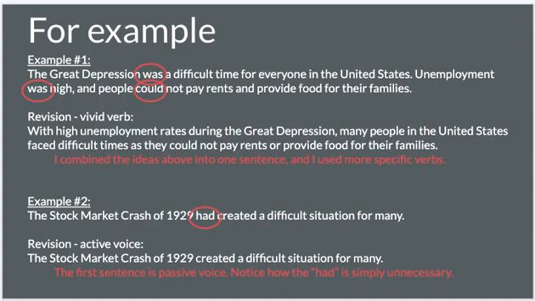All right, so for example, my first example: The Great Depression was a difficult time for everyone in the United States. Unemployment was high and people could not pay rents and provide food for their families. So if you notice in those two sentences, I have three helping verbs, three be verbs. Okay, so if I'm going to revise and just improve those verbs, have a look at what I did. With high unemployment rates during the Great Depression, many people in the United States faced difficult times as they could not pay rents or provide food for their families. Now, what I did was I combined the ideas into one sentence, and then I used more specific verbs.